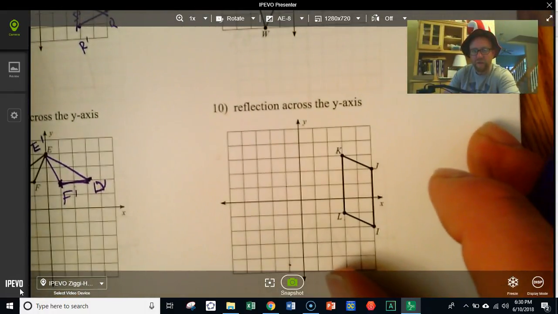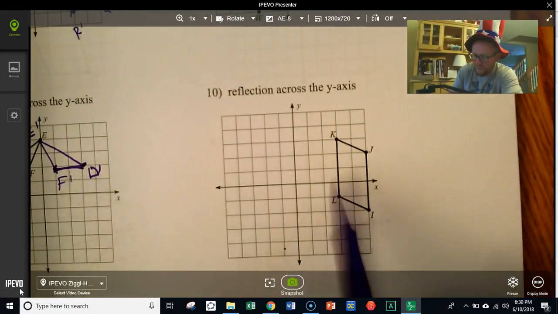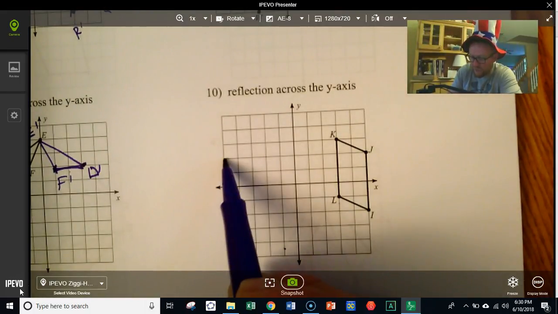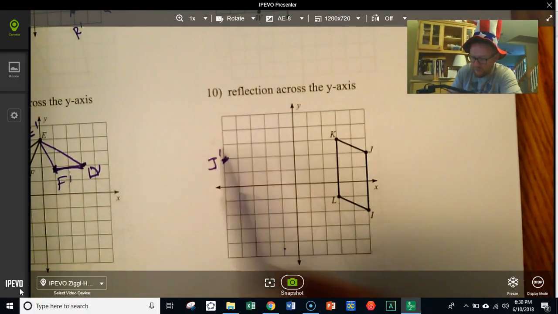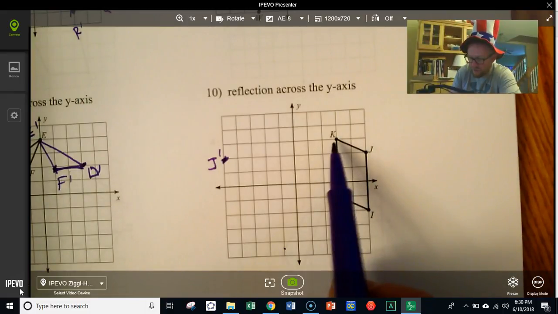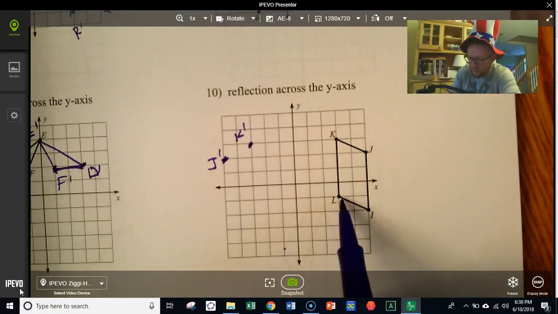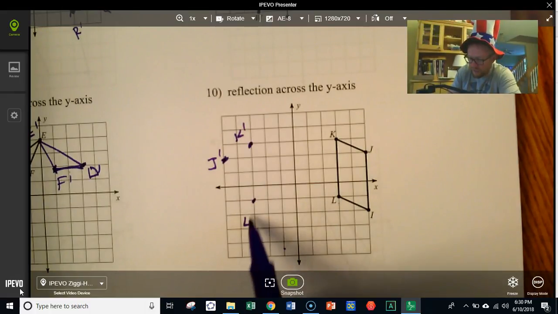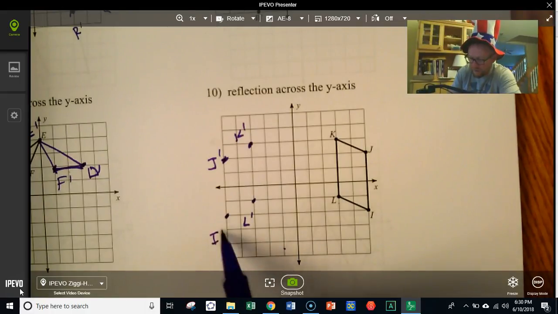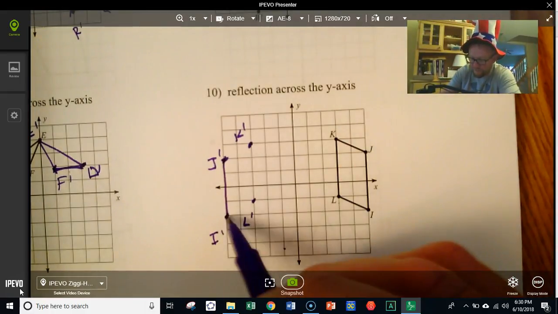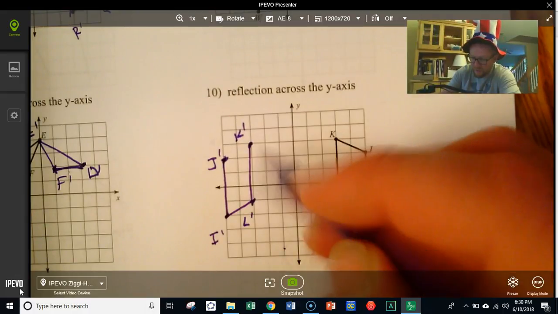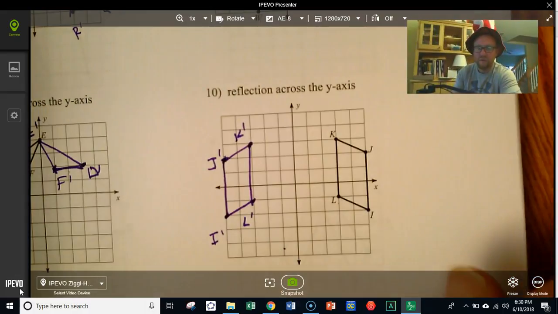Alright. Over here, Y-axis. Alright. J, 5 spaces away. J prime. K, 3, K prime, 3. L, 3, L prime, 3. And I, 5, I prime, 5. Alright. Looking good.